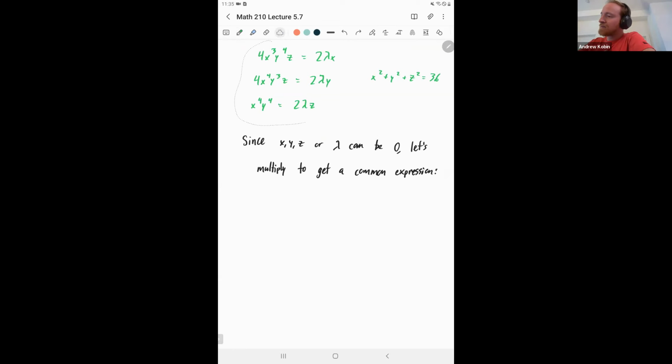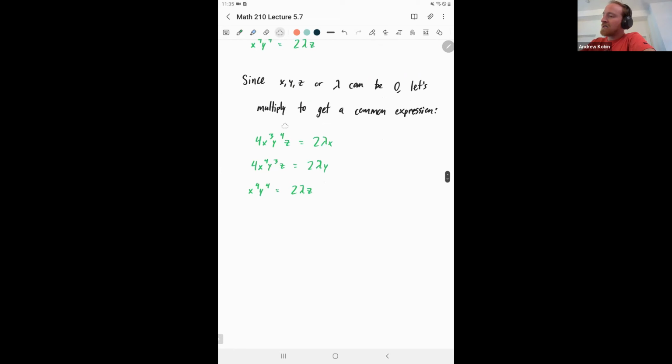Let's actually copy paste our starting equations, and we'll keep the constraint in mind when we need to check for points that actually satisfy that constraint. But let's take each of these equations and multiply it by something so that the right side is identical to the other equations' right sides. And in this case, let's try to go for 2 times lambda times all three variables, x, y, z.